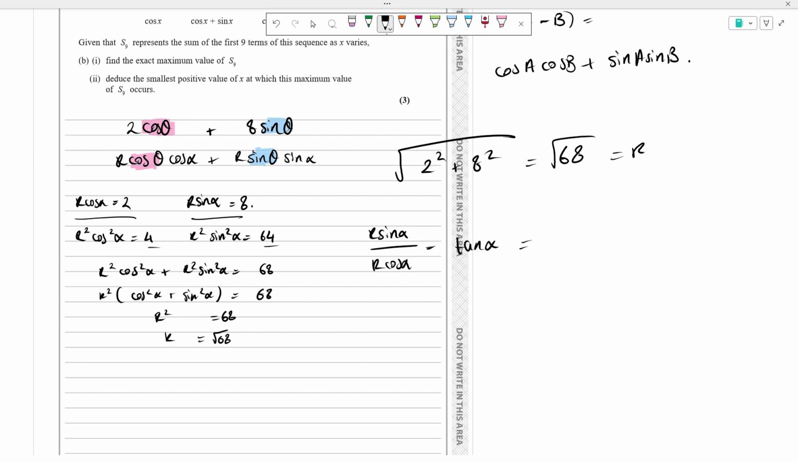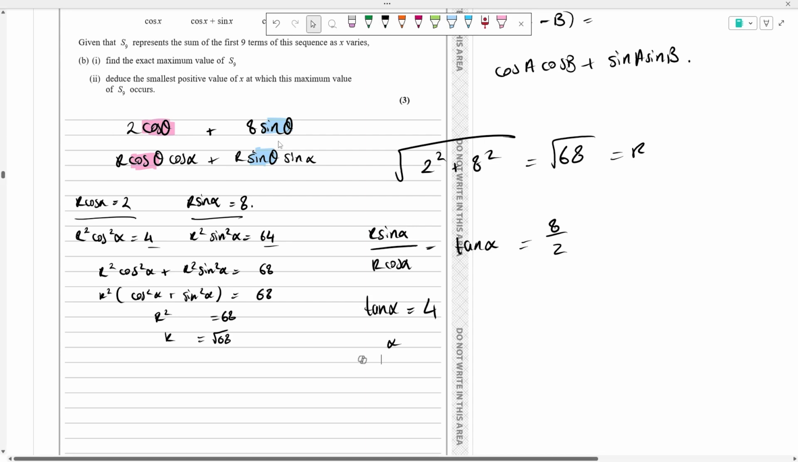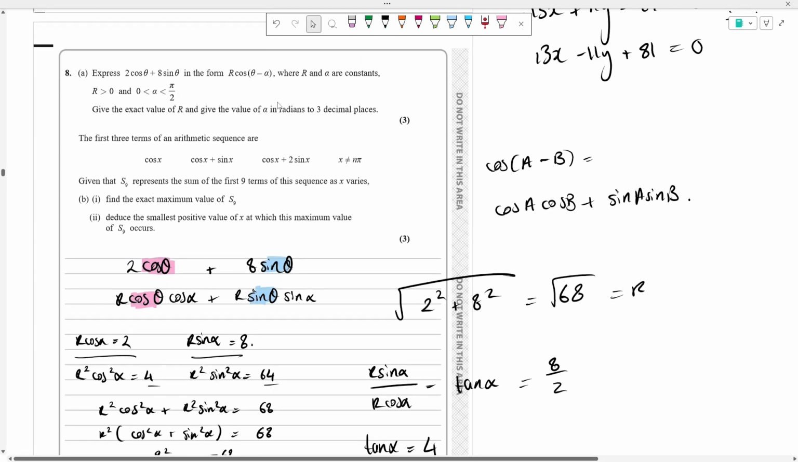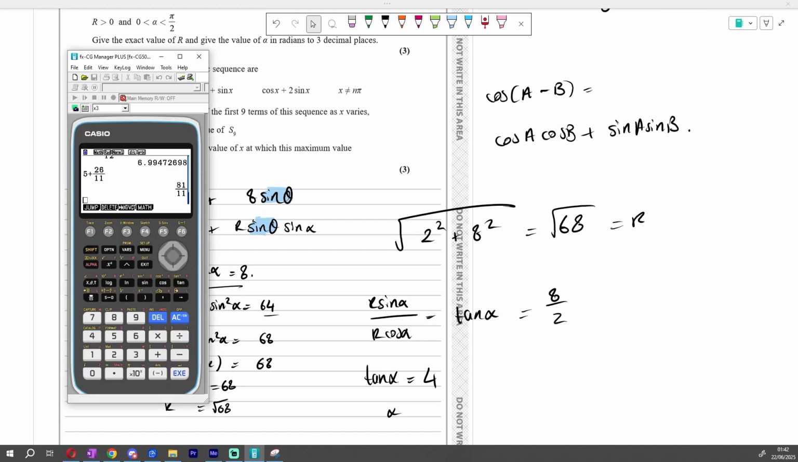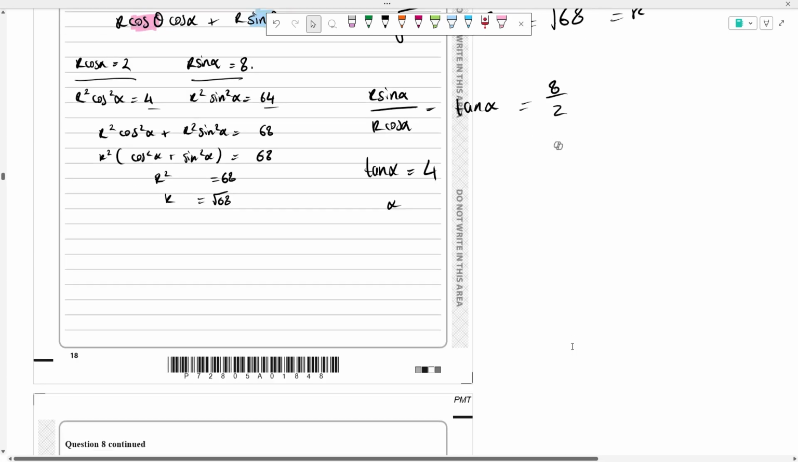Where that's going to be 8/2. Therefore, in this case, you end up with tan alpha is equal to 4, and you can just put into your calculator alpha is equal to, and it wants it in radians, inverse tan of 4, and that gives us 1.33, or to 3 decimal places 1.326. Okay, that's going to be your value for alpha.